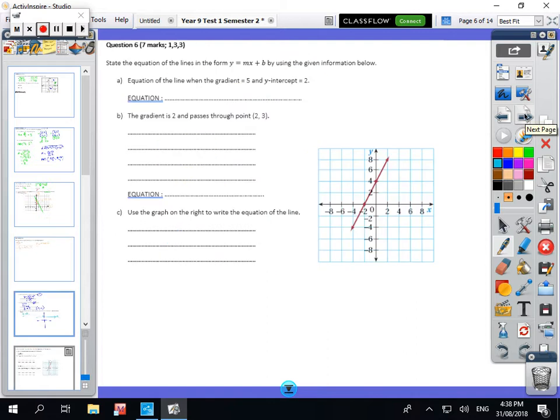State the equation of the line, y equals mx plus b, given the following information. The gradient is 5, so it's 5x, and the y-intercept is 2, so it's just 5x plus 2.